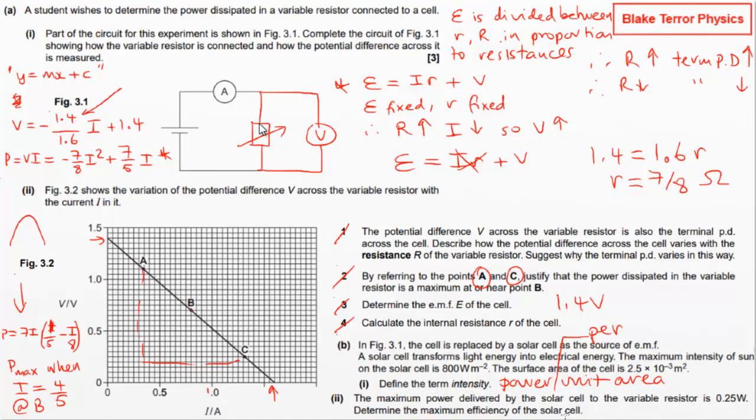The maximum power delivered by the solar cell to the variable resistor is 0.25 watts. Determine the maximum efficiency of the solar cell. Okay, so they've given us the wattage that is produced. So we need to get the wattage that's actually landing on the solar cell. So we've got 800 multiplied by 2.5 times 10 to the minus 3. That would be a quarter times 10 to the minus 2, just making it a bit easier to mess around with. So that'll get rid of those, which means we're going to get 2 watts.